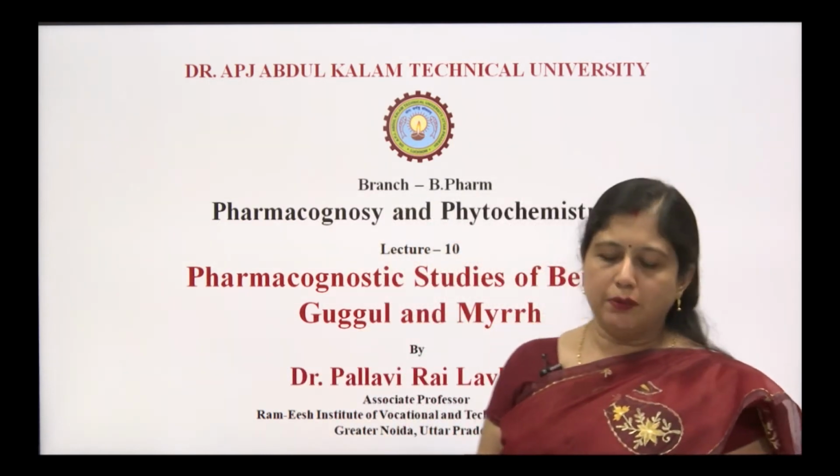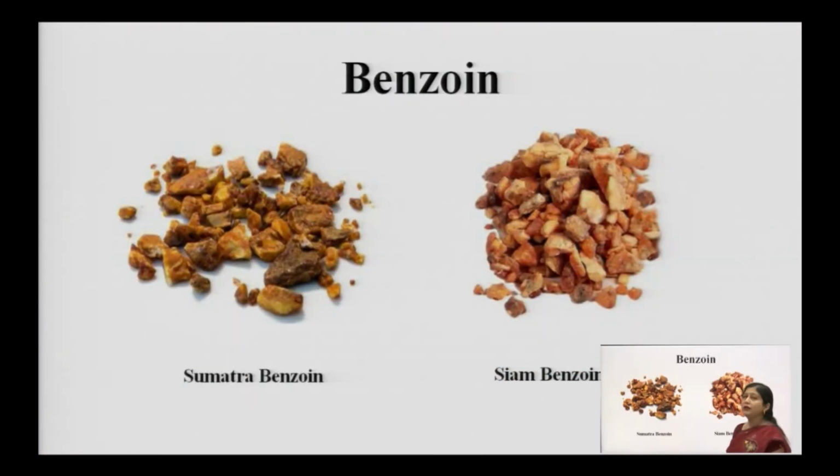So we will start with benzoin first, and benzoin is available in two forms. One is known as the Sumatra Benzoin and the other is known as the Siam Benzoin. This is because they are produced from two different varieties of the Styrex species, and they also have slight variation in the chemical constituents and properties.